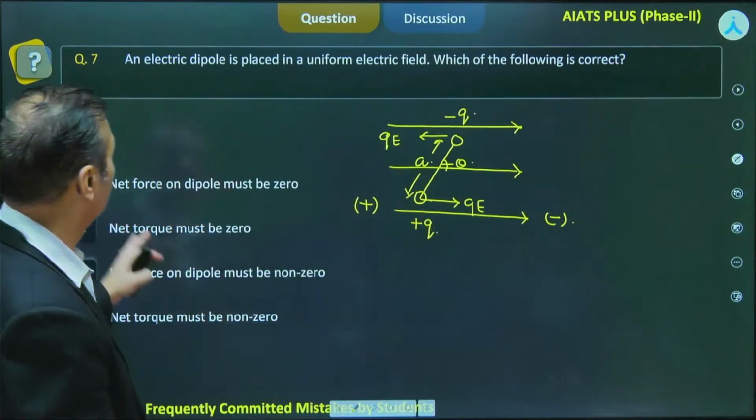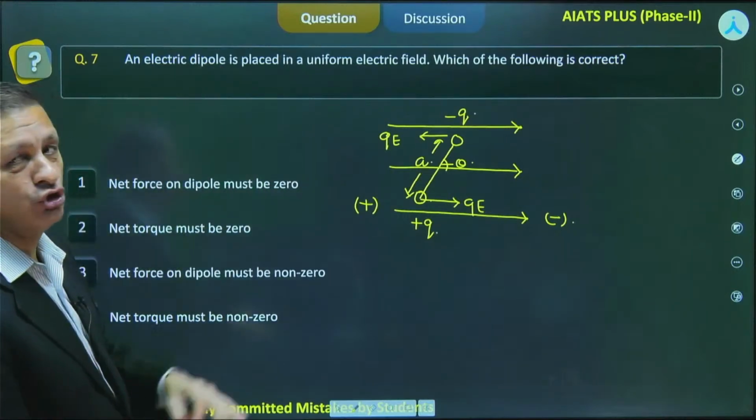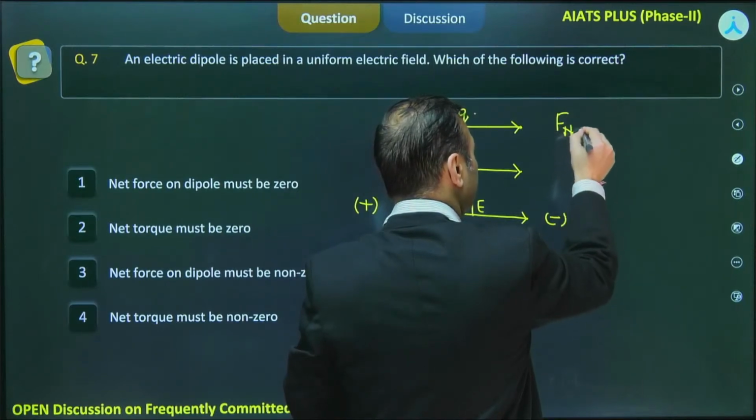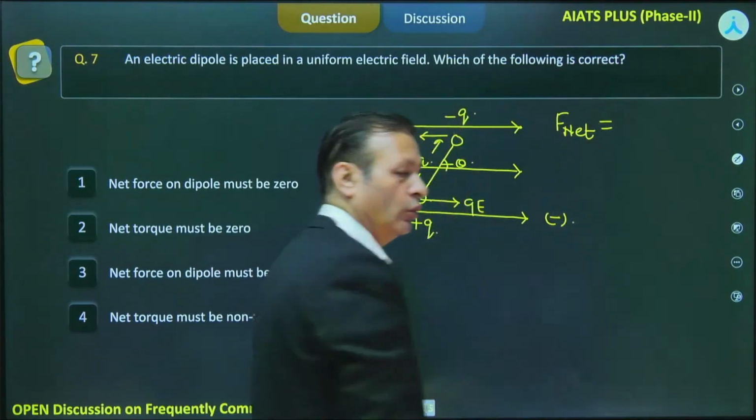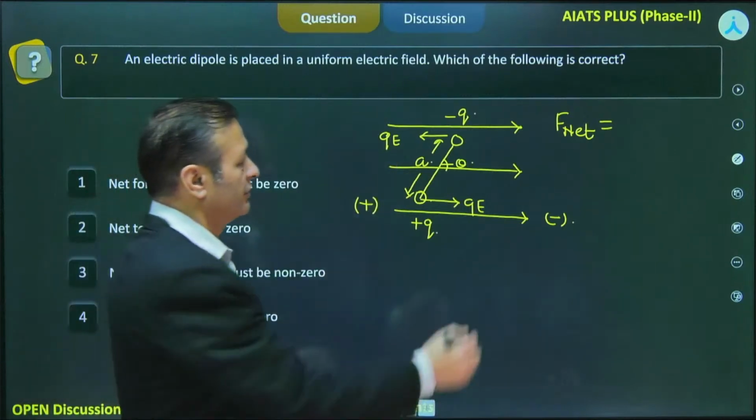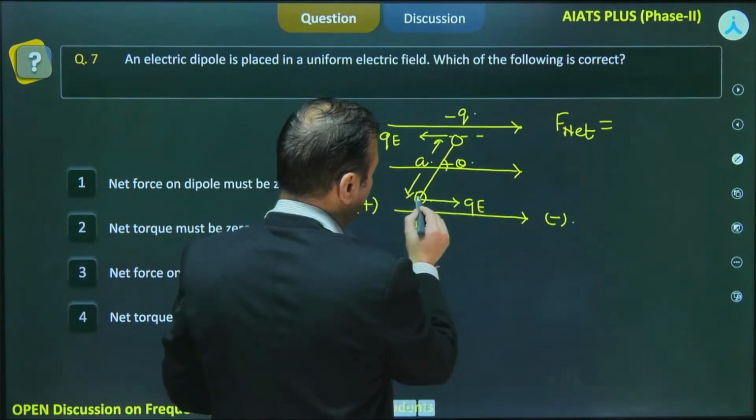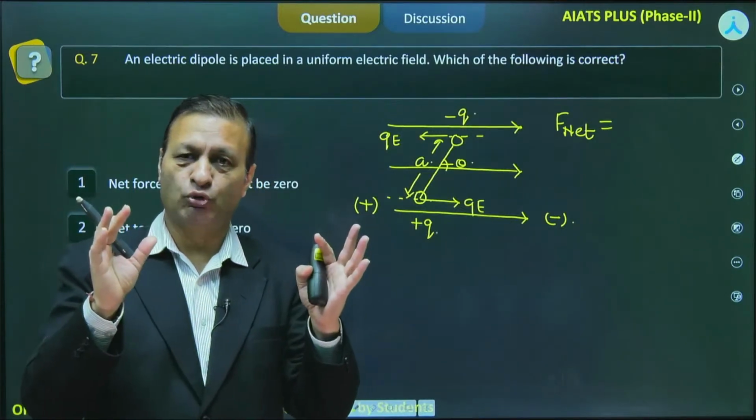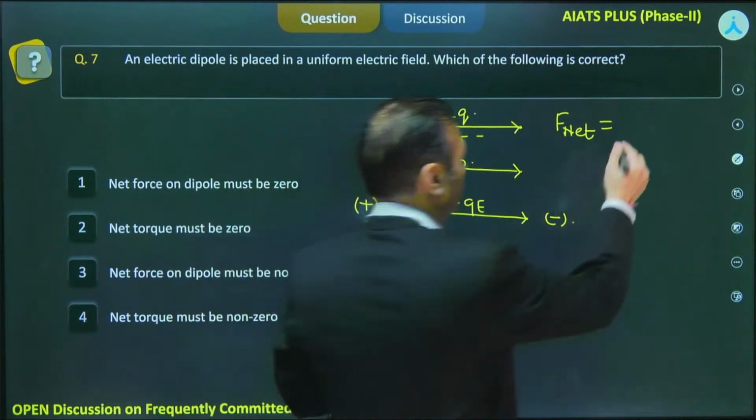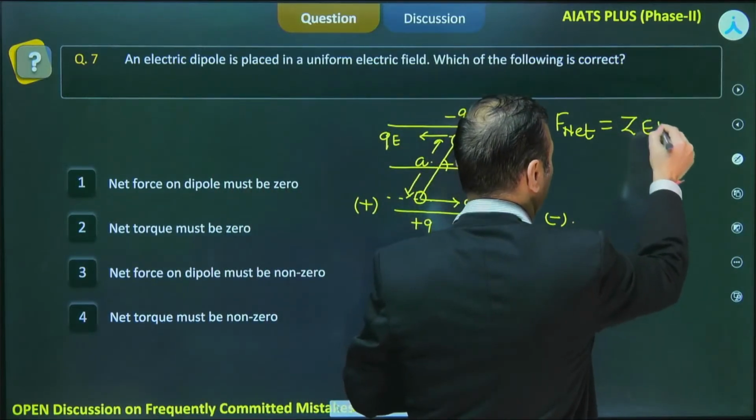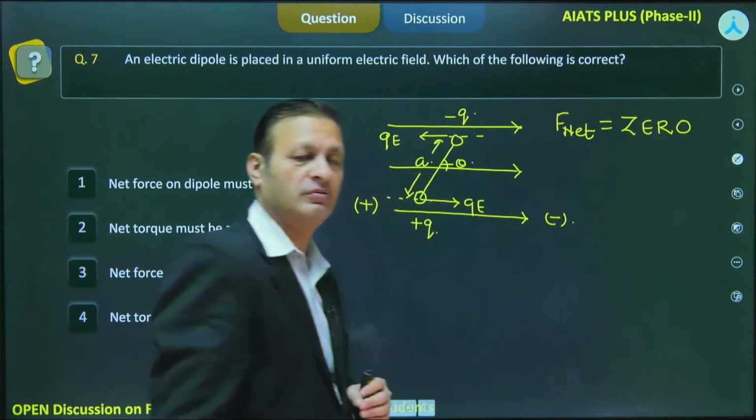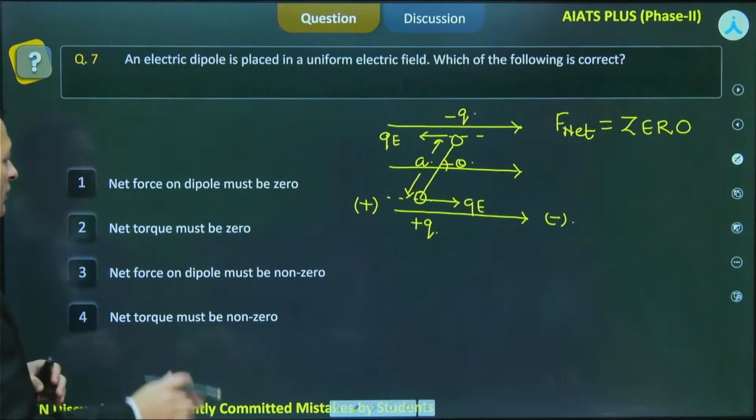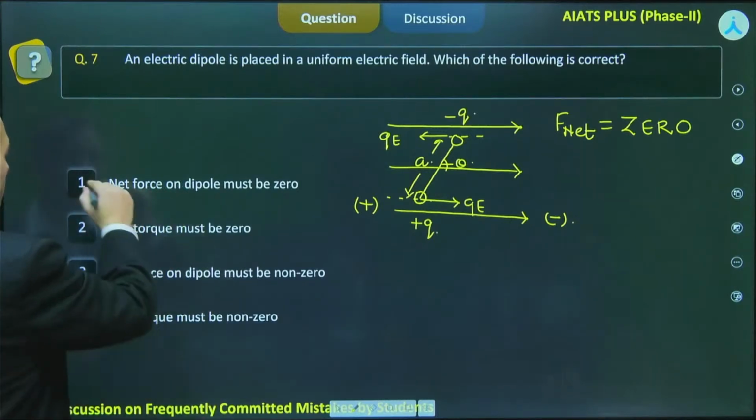So your question is about a dipole placed in a uniform electric field. If I ask you what is the net force experienced by the dipole? As you can see, these two forces are equal in magnitude and opposite in direction. So as a system, the net force acting on the dipole is 0. So this is the concept. Which of the following? The net force on the dipole must be 0.